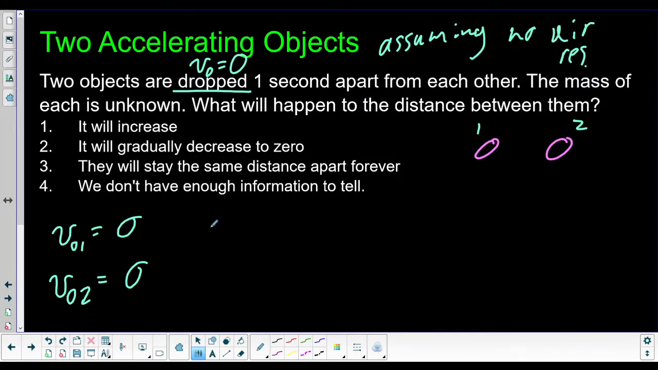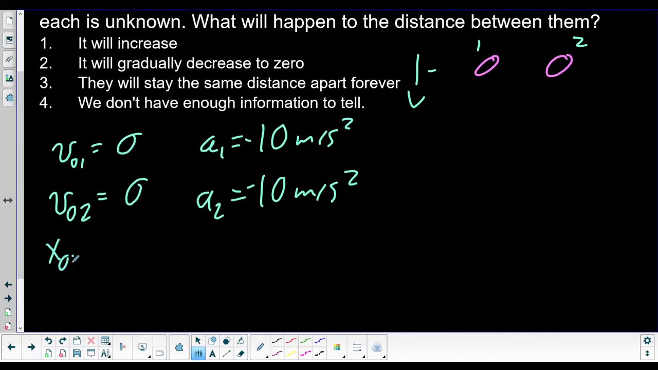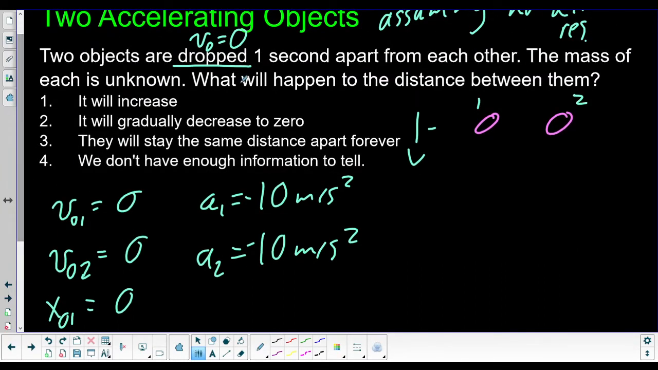Okay, so if it's in free fall, we get a couple of things. We get the acceleration is 10 meters per second squared downwards. And we'll set that for both of them. And we'll make them negative just because I like down to be negative. But it's up to you. We also know that they are starting from the same position. So x naught 1 equals 0, x naught 2 equals 0. So we have some information here, even though this problem looks like we don't have very much.